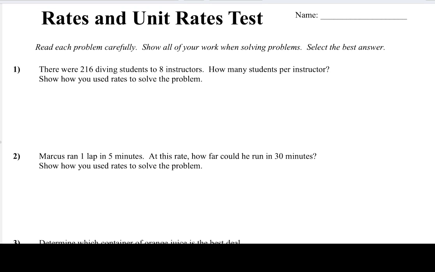All right, so I'm going to read the questions on the test for you as you're working through them. Feel free to pause me at any time or have me replay a question for you if you need to hear it again. But then when you're ready, hit play, and I'll go on and I'll read the next question for you.